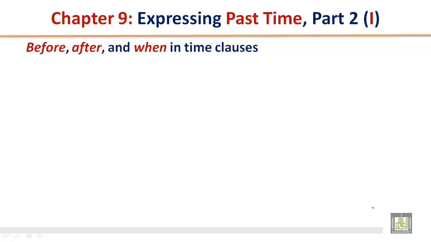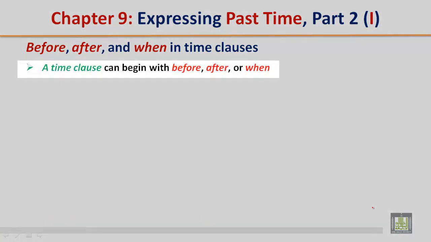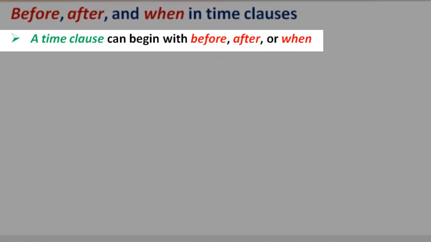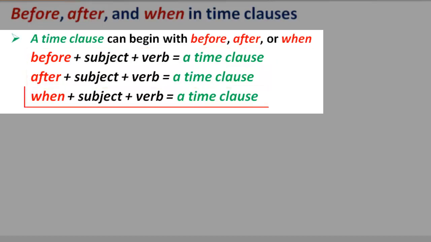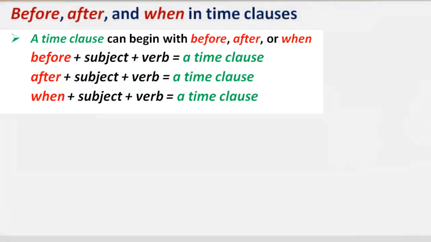Before, after, and when in time clauses. A time clause can begin with before, after, or when. Before plus subject plus verb equals a time clause. Also, after plus subject plus verb equals a time clause. Also, when plus subject plus verb equals a time clause.